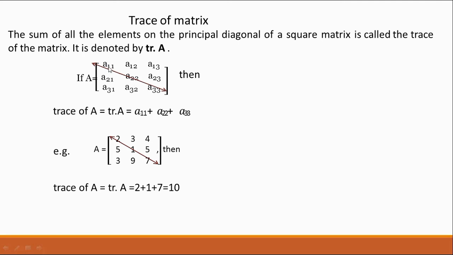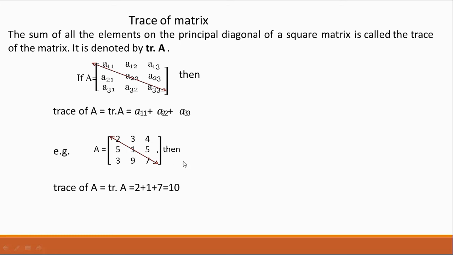For example, in this matrix A11, A22, A33 lie on the principal diagonal. If we add these three numbers, A11 plus A22 plus A33, then we get the trace of the matrix. For example, in this matrix 2, 1, 7 lie on the principal diagonal, so if we add these numbers, then we get the trace of the matrix. 2 plus 1 plus 7 is equal to 10, so this is the trace of the matrix.